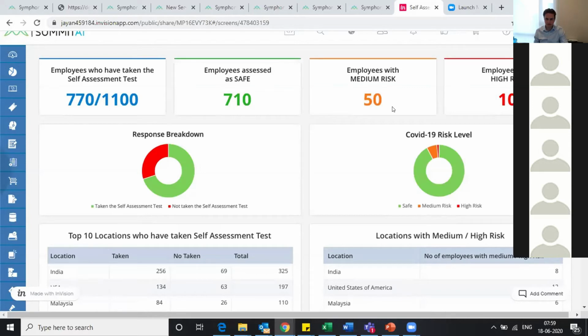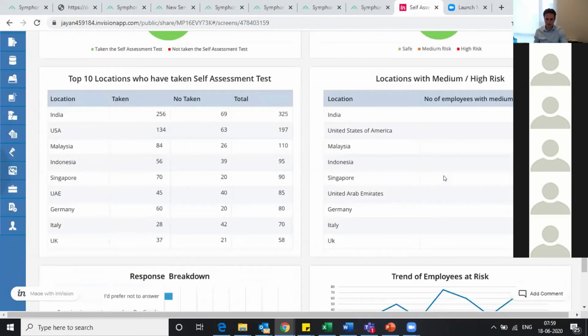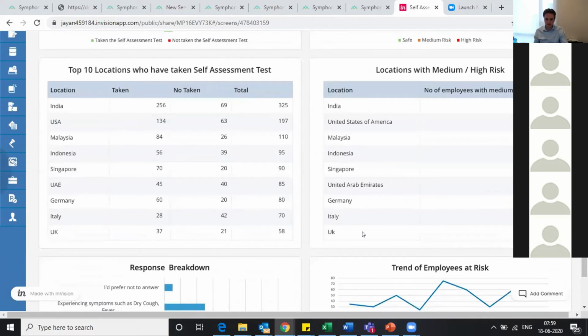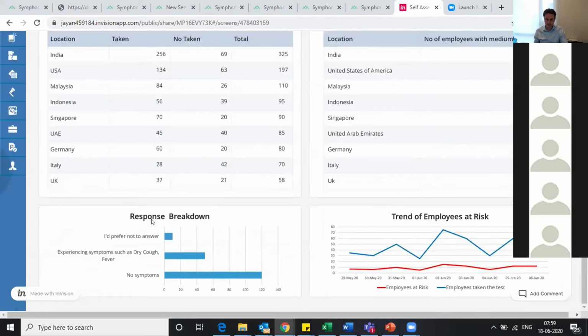You have a breakdown by locations, from which locations these employees are coming from, so that you know whether the facilities in these locations are prepped for taking enough measures. What measures you need to take is getting fine-tuned by seeing which are the highest priority locations if your office is spread across multiple locations. You can also gauge the response breakdown: how many said they would not prefer to answer any questions, how many said they're experiencing some symptoms, and how many said they do not have any symptoms.